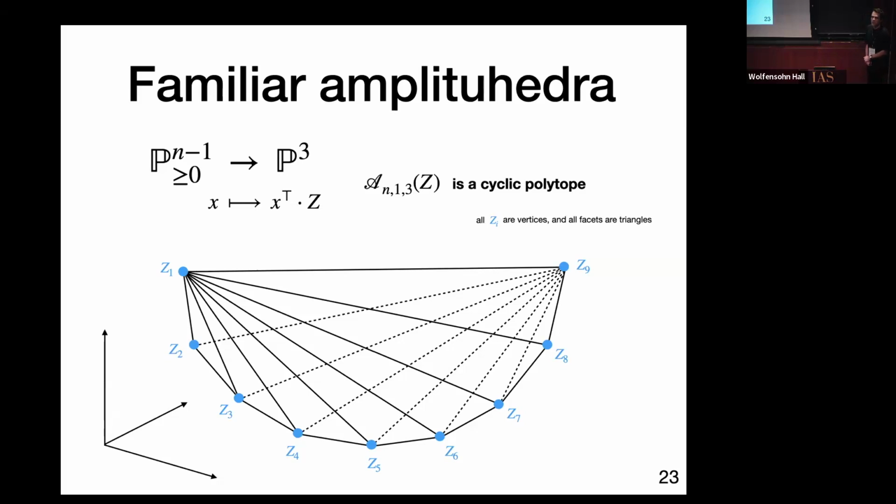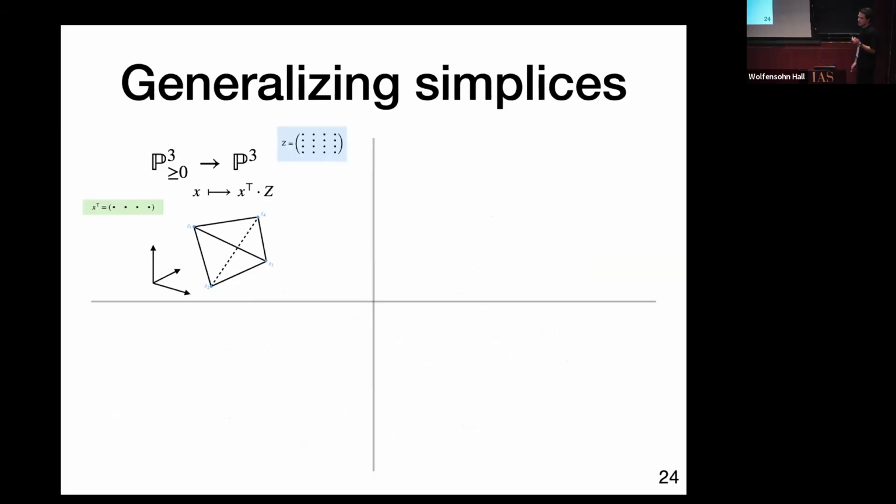Okay, so these are some familiar amplituhedra. Some amplituhedra are just cyclic polytopes. But of course, I want to look at more general amplituhedra. So one way to think of the cyclic polytope is as a generalization of the simplex. If you fix a matrix Z that has size 4 times 4 and a positive determinant, then this determines a map from P3 non-negative into P3, whose image is just going to look like a simplex. This is just an isomorphism. So the image is just going to look exactly like P3 non-negative.